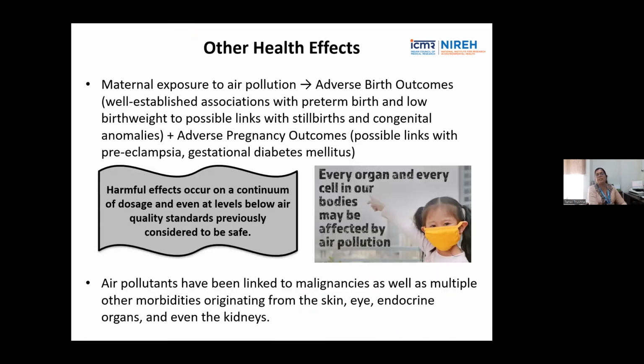But even though I have highlighted the three major organ systems that are affected by air pollution, the newer concept is that there is no organ system that is not affected by air pollution. So almost every organ and every cell in our body might be affected. Particularly important is that maternal exposure to air pollution has been linked to adverse birth outcomes, like preterm birth and low birth weight, and possible links with stillbirth and congenital anomalies. So it has been linked to almost everything: skin, eye, endocrine, kidneys, etc.